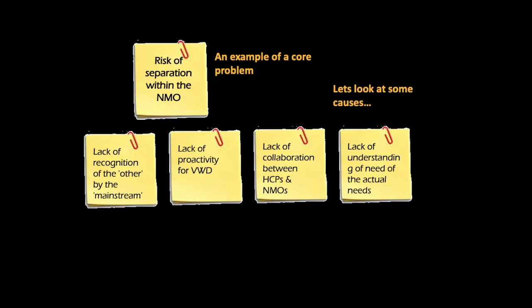There's also mention of lack of collaboration between the healthcare professionals and the NMOs, and lack of understanding of the actual needs of people with all the bleeding disorders. So this is something where there's just a superficial understanding, but not understanding well enough what the needs are. And as I was mentioning, it's very likely that each of these causes will have also a sub-cause, because things are never simple in life.